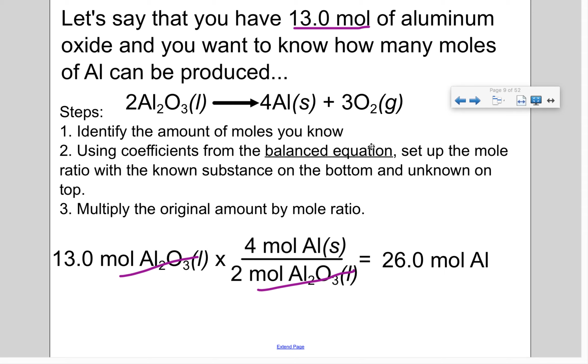Now, make sure your equation is always balanced, okay? A lot of times the book will give you a balanced equation, but sometimes they can be sneaky and they don't give you one. So I guess I should have checked that first. 2 times 2 is 4. 2 times 3 is 6. 3 times 2 is 6. Okay, this is a balanced equation.